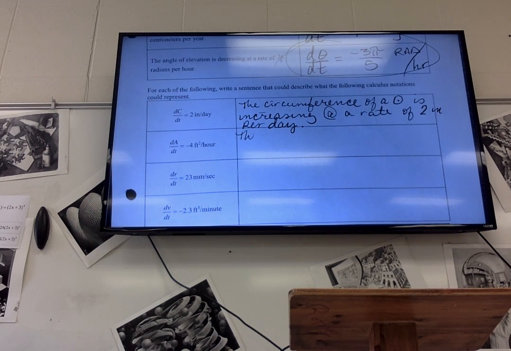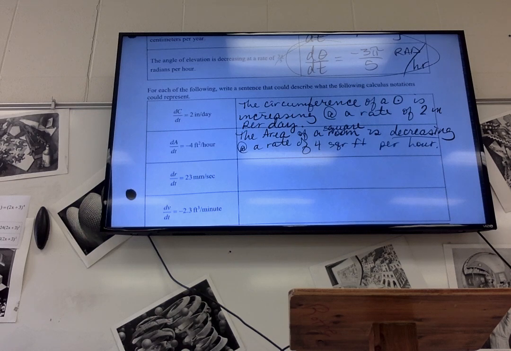The area of a room is decreasing at a rate of 4 square feet per hour. Yeah, that would work. Maybe we should say a shape for the room. So the area of a square room or a rectangular room is decreasing at a rate of, and it has to be decreasing because of the negative, 4 square feet per hour.